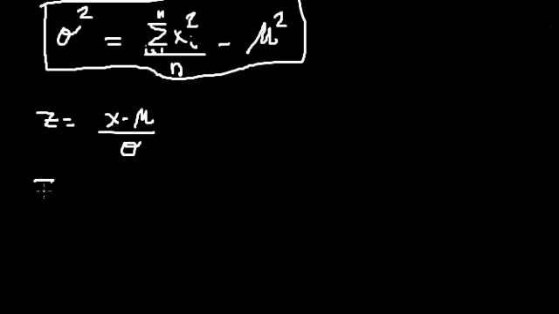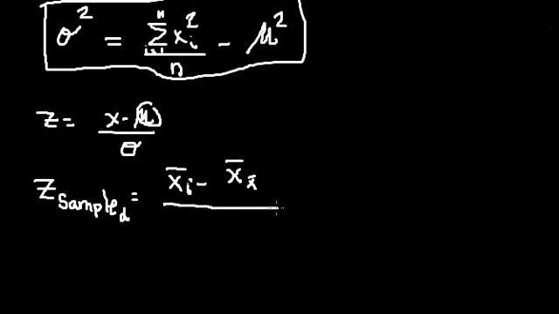Now, if we base our z-score on a sampling distribution, a z-score from the sampling distribution, then it would be the statistic, which is now a mean, right? It's now a mean, minus the mean of means, which is approximately equal to mu, all over the standard deviation of the means, the standard deviation of the means of the sample.